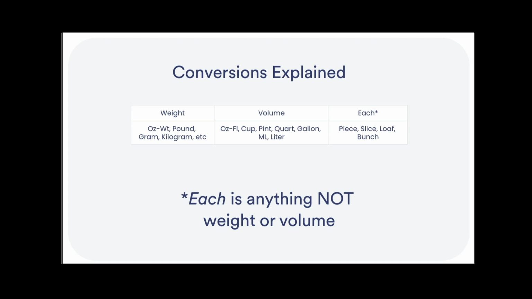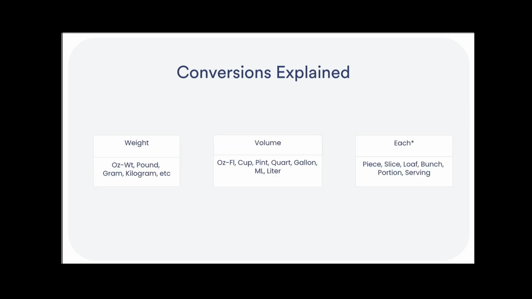Equivalencies are used in meez to help us bridge the gap between units of weight, units of volume, and units of each. Meez automatically knows how to convert within one kind of unit. For instance, for weight, we know there are 28 grams in an ounce, and for volume, we know there's 4.25 cups in a liter. But converting between different types of units, like weight to volume or weight to each, can change ingredient to ingredient or recipe to recipe. That's where equivalencies come in.